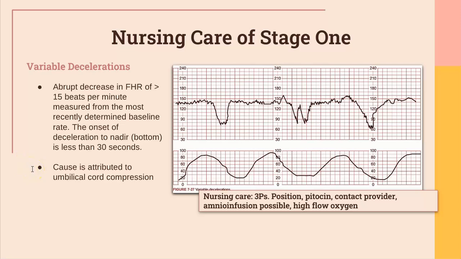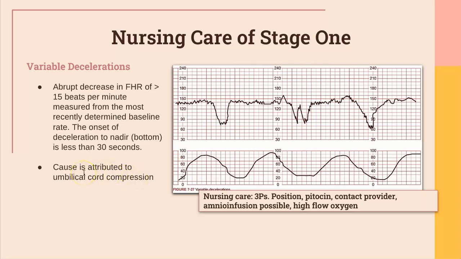Variable decelerations, again, are abrupt decreases in the fetal heart rate of greater than 15 beats per minute, measured from the most recently determined baseline. Here, the onset to the nadir, the beginning of the deceleration to the very bottom, happens in just 2 boxes. That's 15 seconds. So the beginning of the deceleration to the very bottom is abrupt. It happens in less than 30 seconds.